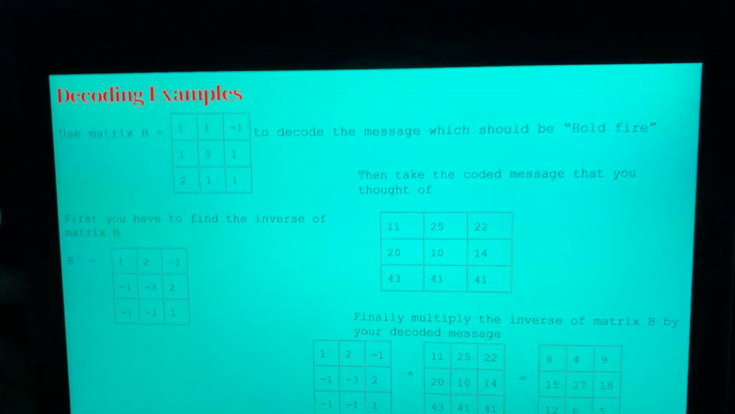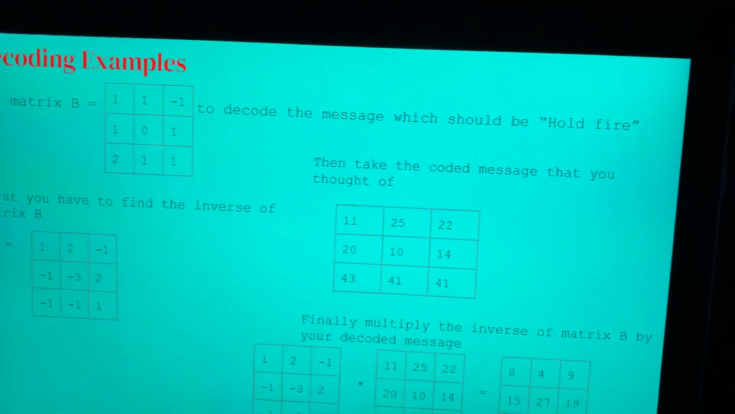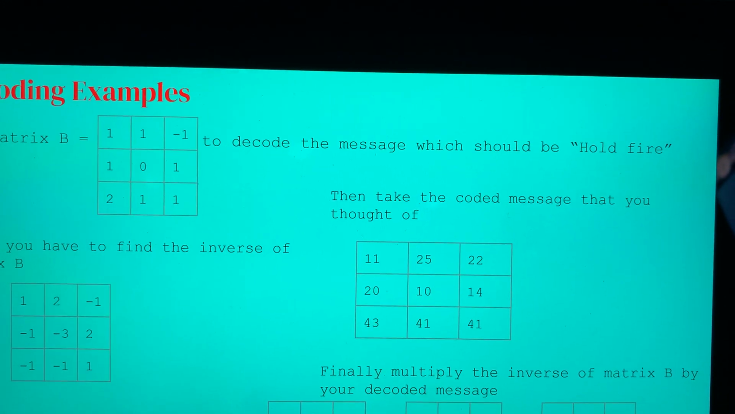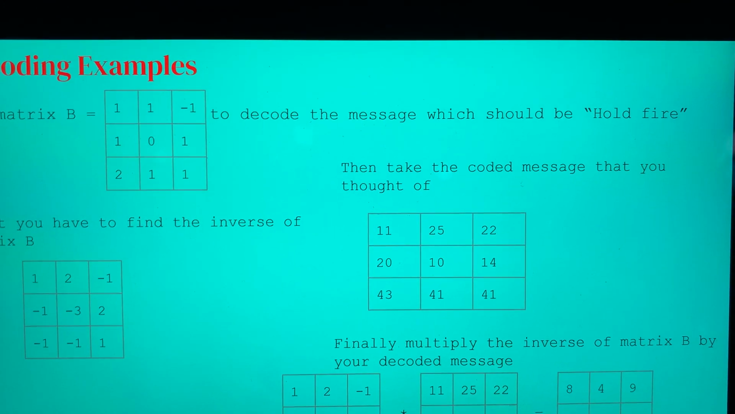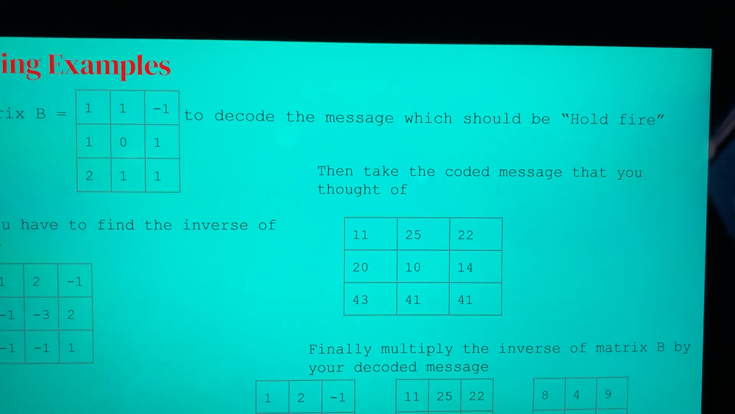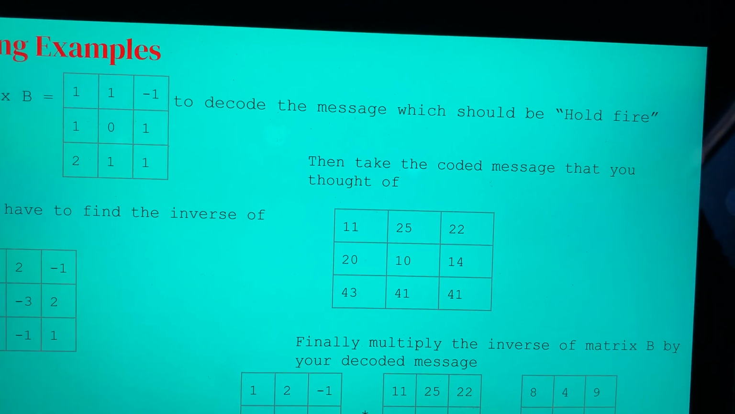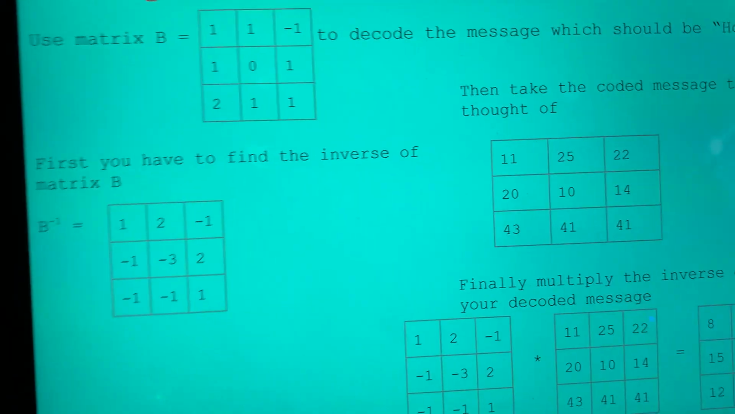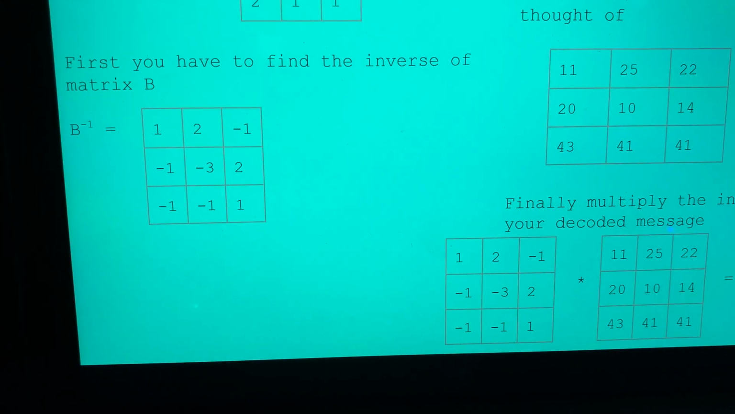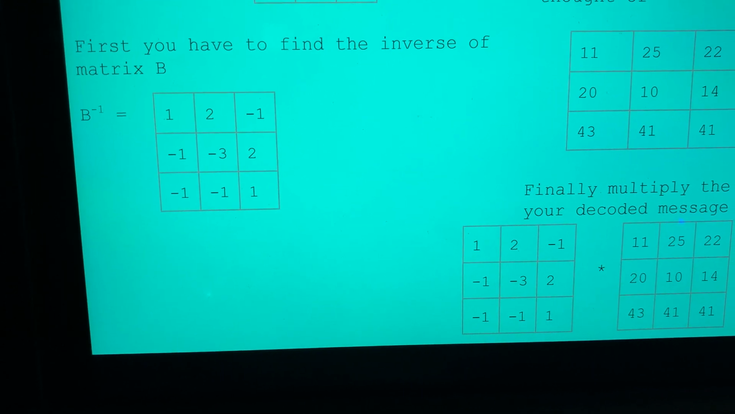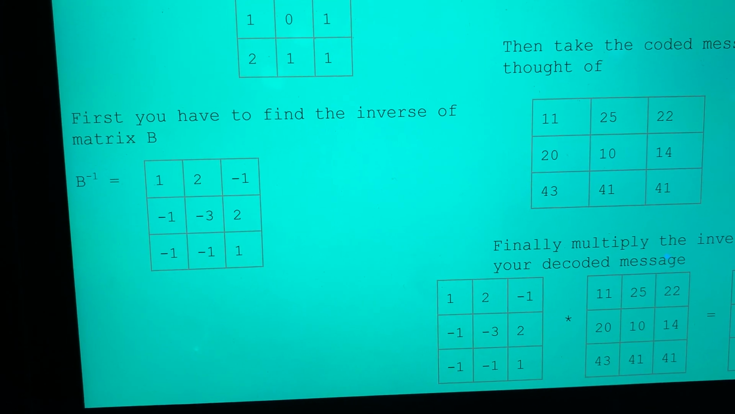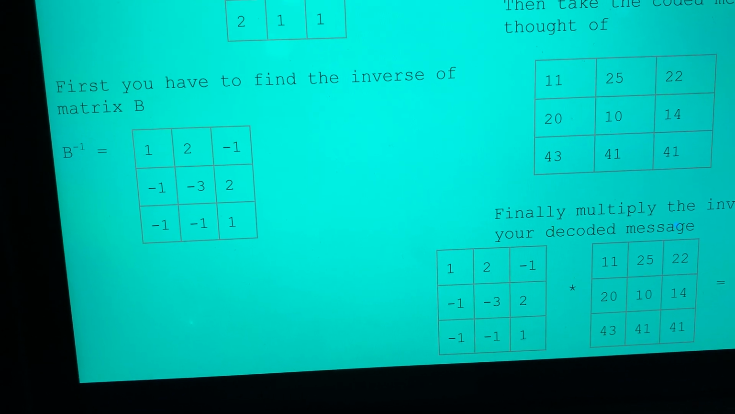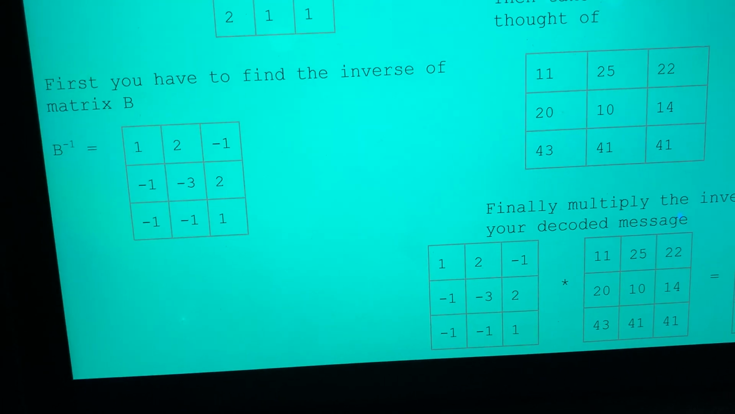So here's an example of this. We did a 3 by 3 on this one. Use matrix B equals 1, 1, negative 1, 1, 0, 1, 2, 1, 1 to decode the message, which if you did it correctly will end up being hold fire. So first, we're going to have to find the inverse of matrix B, which is going to be B to the negative first, which equals 1, 2, negative 1, negative 1, negative 3, 2, negative 1, negative 1, negative 1.